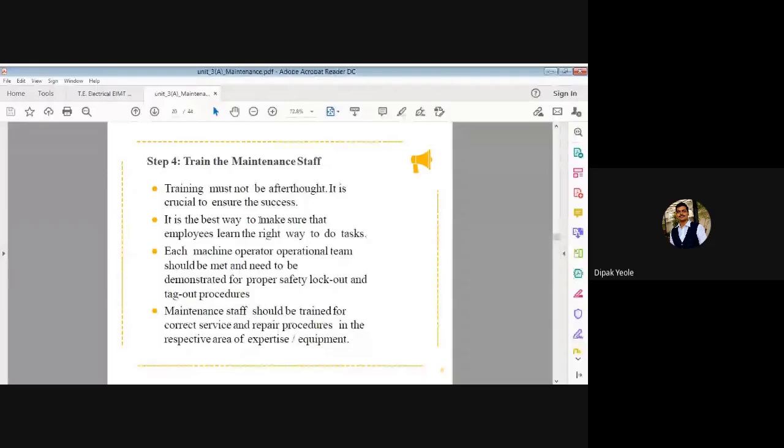So we have to train those particular persons. So training must not be an afterthought. It is crucial to the success. It is the best way to make sure that employees learn the right way to do tasks. Each machine operational team should be made and needs to be demonstrated the proper safety lockout and tagout procedures. And maintenance staff should be trained for correct service and repair procedures in the respective area of expertise or equipment.